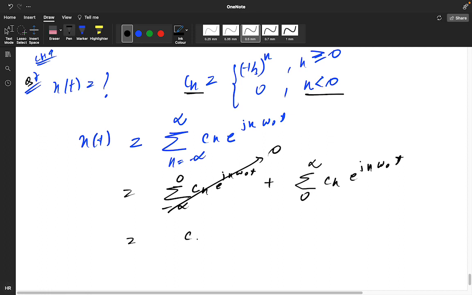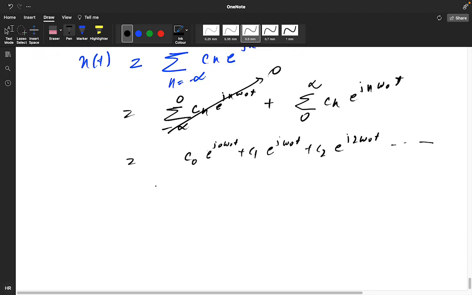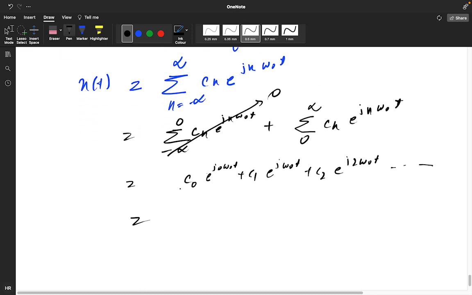So what will you get? C of 0 you will get, plus e power j0 omega naught t, plus c of 1 you will get e power j omega naught t, plus c2 you will get e power j 2 omega naught t, like that. And you need to find the value. So what is the value? c0 will be minus 1 by 3 to the power 0.